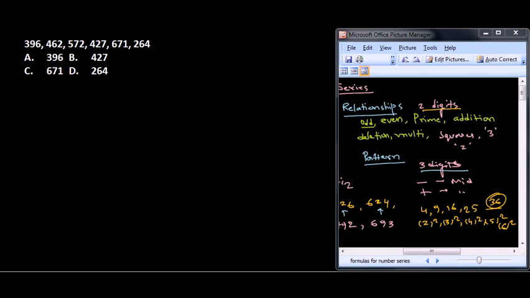Okay guys, now let's solve this number series problem. And again, we need to fish out the odd man out of the series. One important thing I want you to focus on is that all of these numbers are 3-digit numbers.